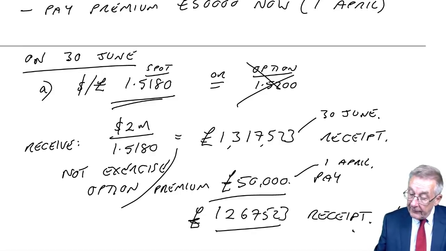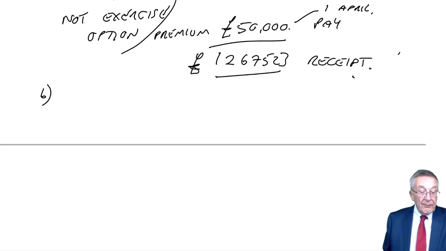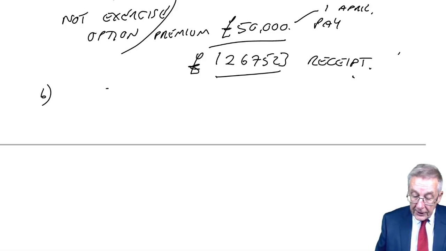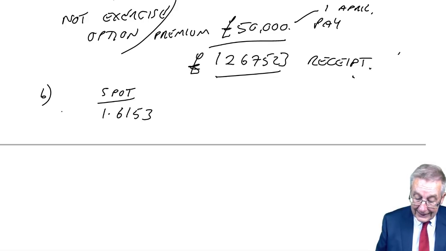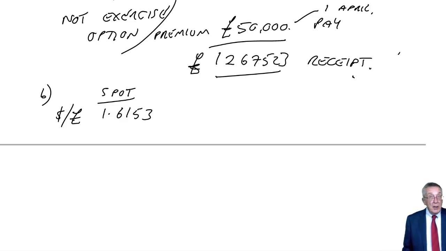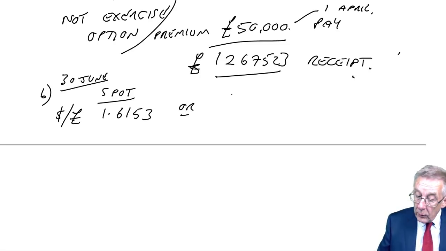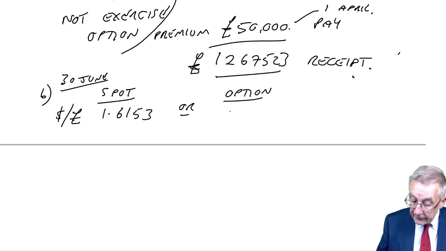However, what happens if on 30th of June, part B of the question, the spot rate has moved to 1.6153? I can probably guess immediately, but again, we do have the choice. When we come to the 30th of June, we can either convert at spot, or we could exercise the option. The option was the right to convert at 1.52.